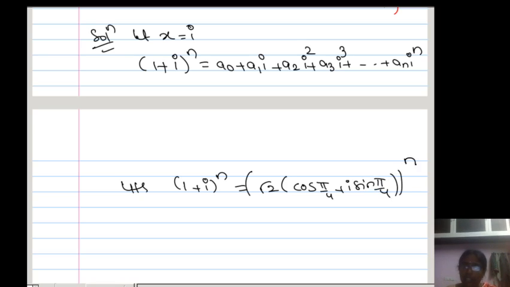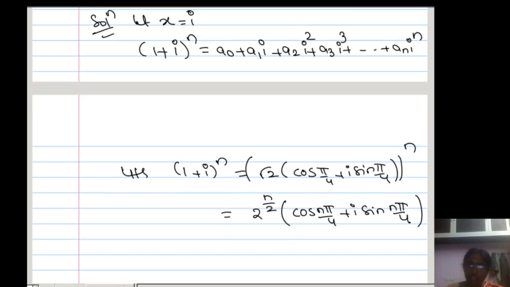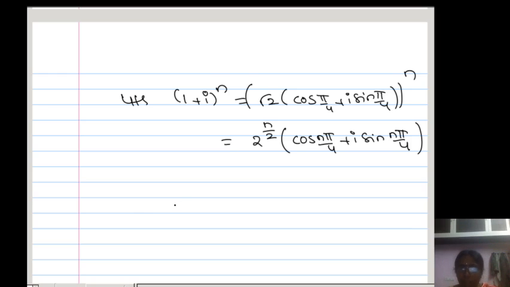I am writing this to the power n. So 2 power 1 by 2 is there, and to the power n it becomes 2 power n by 2. And by De Moivre's theorem, (cos theta plus i sin theta) power n is cos n theta plus i sin n theta. By that, cos n pi by 4 plus i sin n pi by 4. This is the simplification of LHS in polar form.